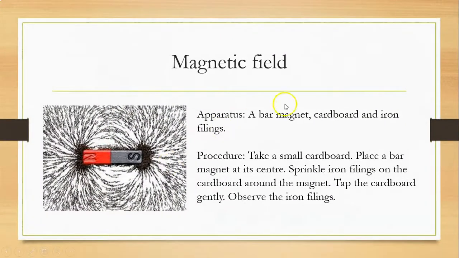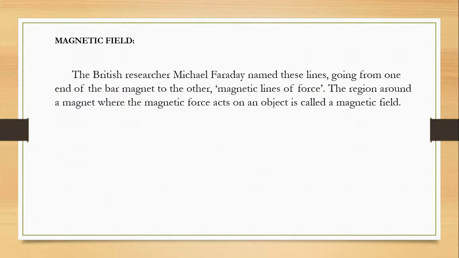Another experiment: the apparatus here is a bar magnet, cardboard and iron filings. Take a small cardboard, place a magnet in its center and sprinkle iron filings on the cardboard around the magnet. Tap the cardboard gently and observe the iron filings. After some time you will see such a pattern. You see these lines, created by those iron filings. There is a specific reason why such a pattern is seen. Let us see what the reason is.